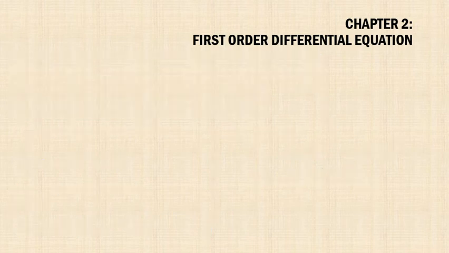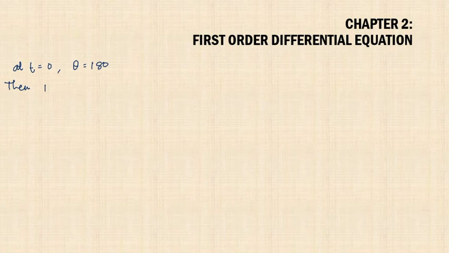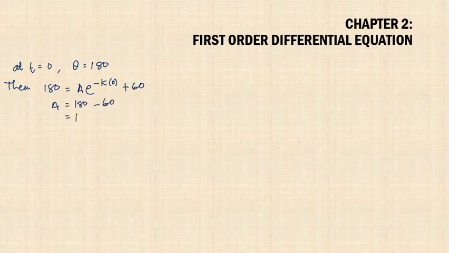Then we substitute the given value, which is at t equals 0. The temperature is 180. So we have 180 equals a e power of negative k times 0 plus 60, and we have a as 180 minus 60, so we have 120 degrees for a.